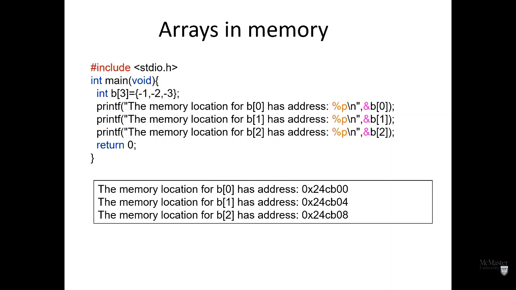But the thing that will be fixed is that the difference between these two will always be 4. Why? Because we know that b, the array itself, is of integers. That means it's contiguous in memory. So whatever address you start with, this is +4, +4. And you can try this yourself.